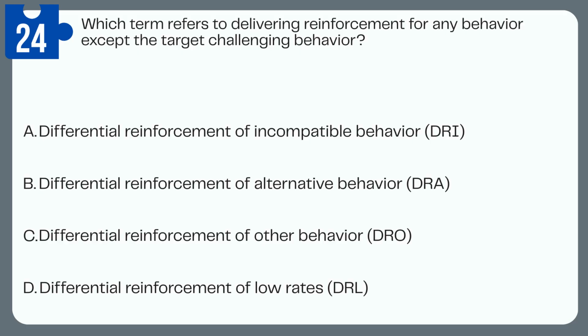Question 24. Which term refers to delivering reinforcement for any behavior except the target challenging behavior? A. Differential reinforcement of incompatible behavior, DRI. B. Differential reinforcement of alternative behavior, DRA. C. Differential reinforcement of other behavior, DRO. D. Differential reinforcement of low rates, DRL.